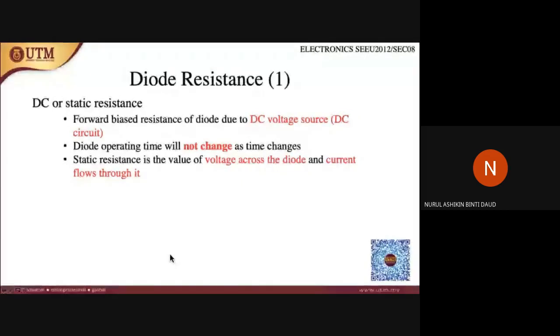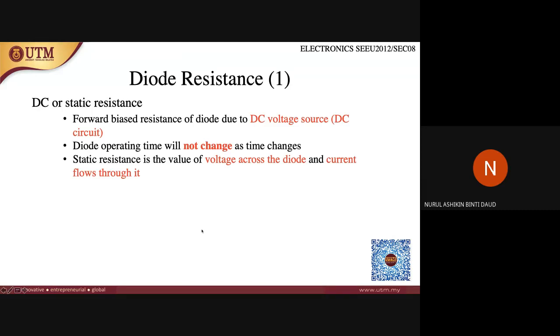The flow of the charge is also the same, and it will not change by time. That is why we call this resistance static resistance, because it will not change by time.